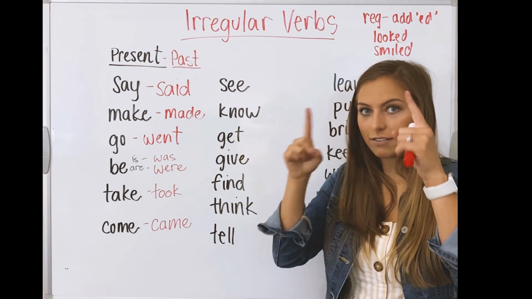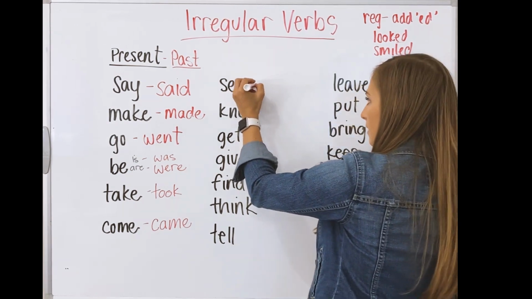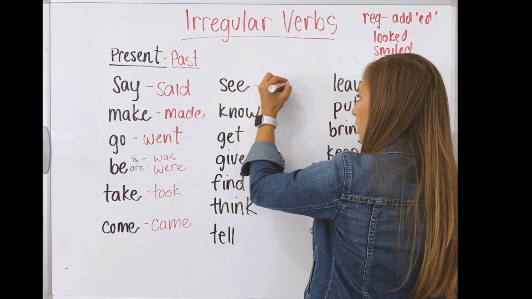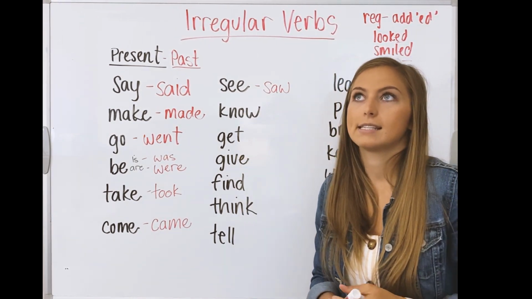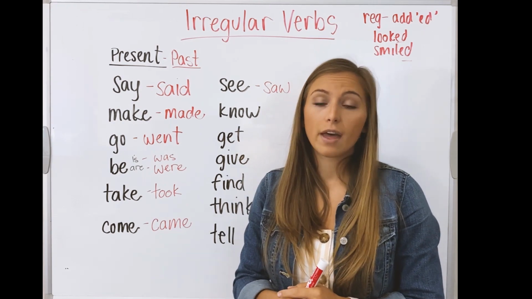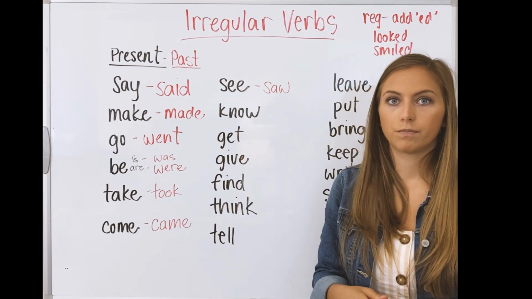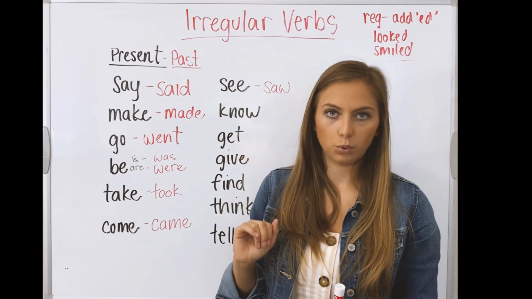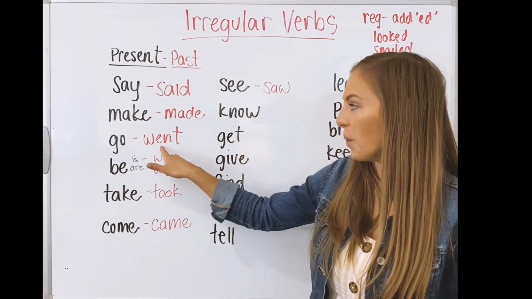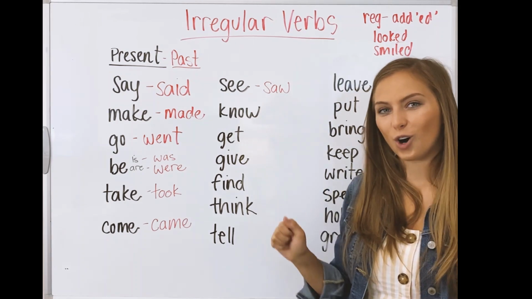All right, next we have see. See. The past tense of see is saw. Saw. Okay. Last month, I saw a movie. I went to the movie theater and saw a movie, right?